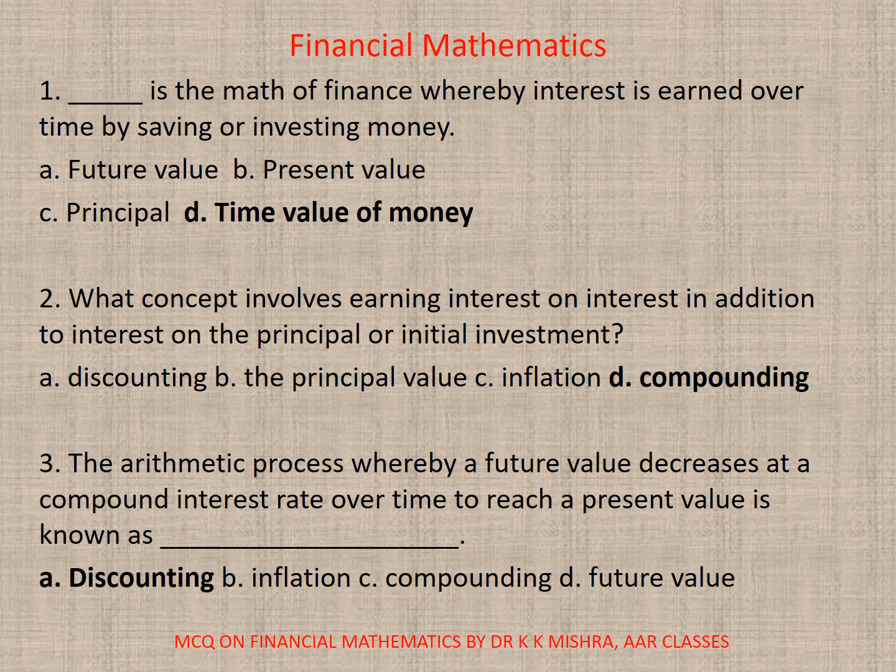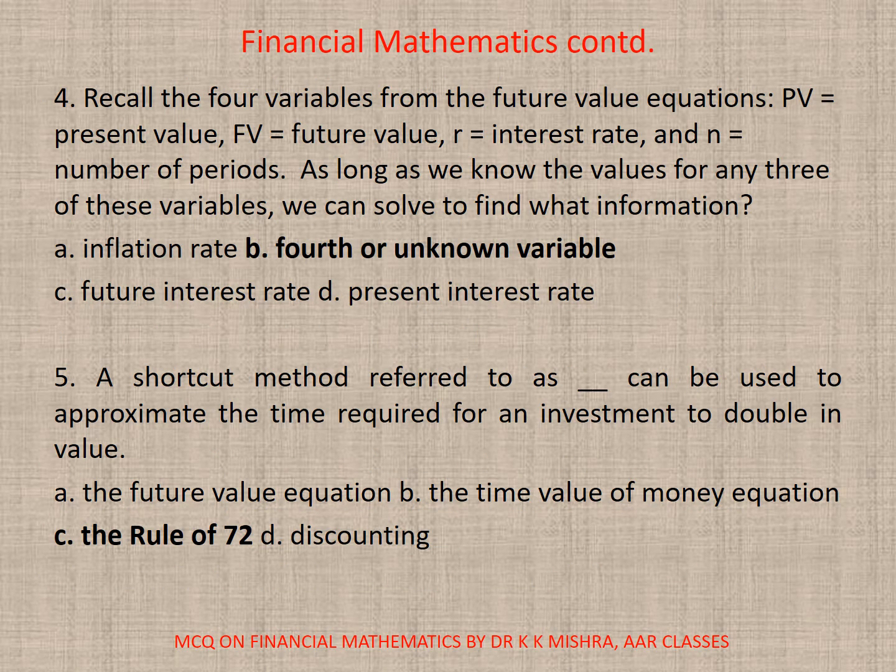3. The arithmetic process whereby a future value decreases at a compound interest rate over time to reach a present value is known as dash. A. Discounting. B. Inflation. C. Compounding. D. Future value. Correct option is A. Discounting.